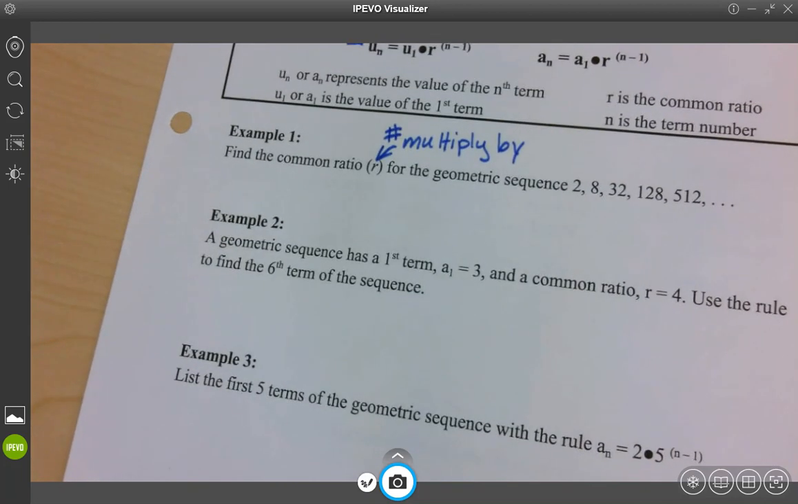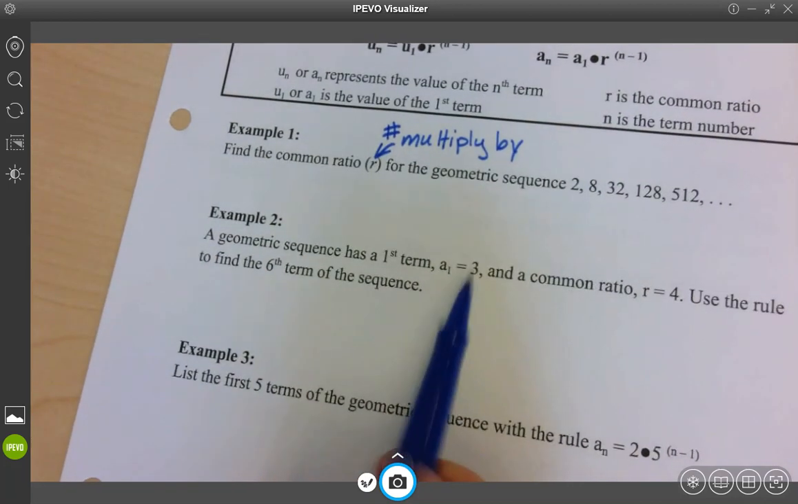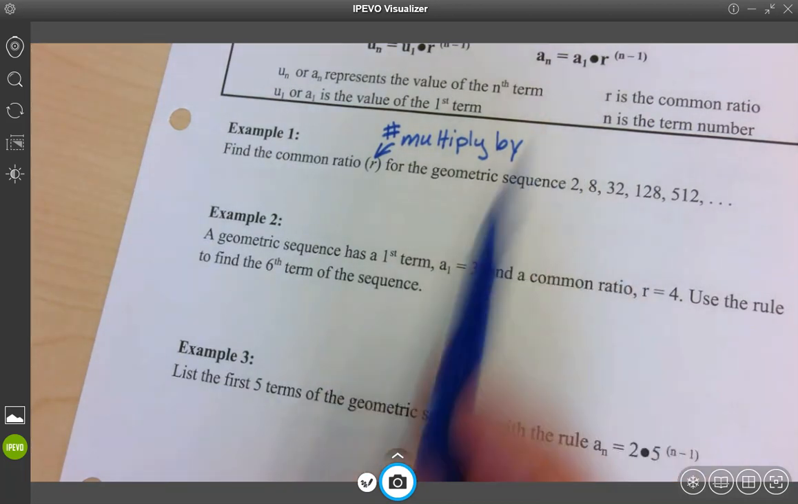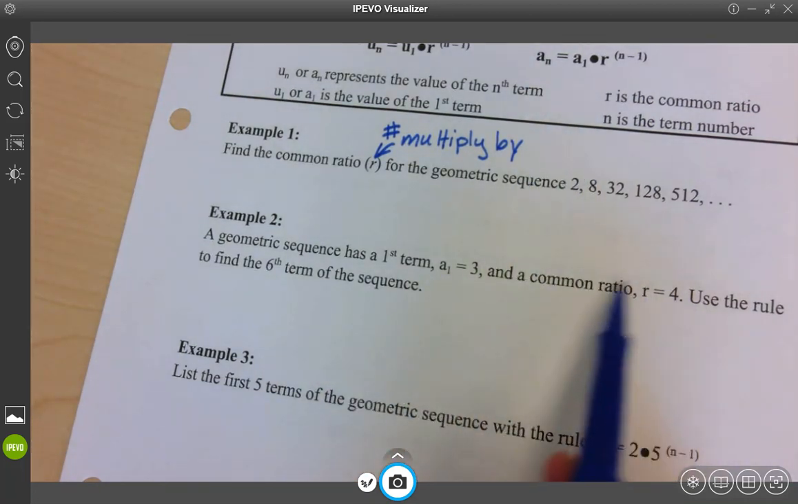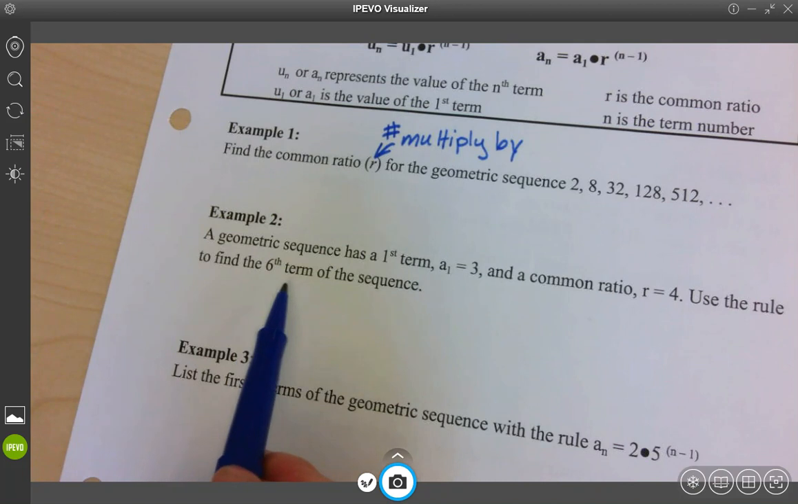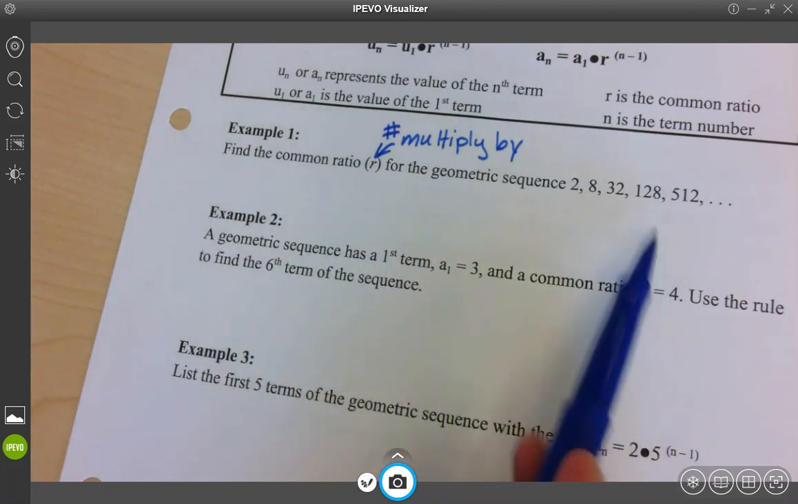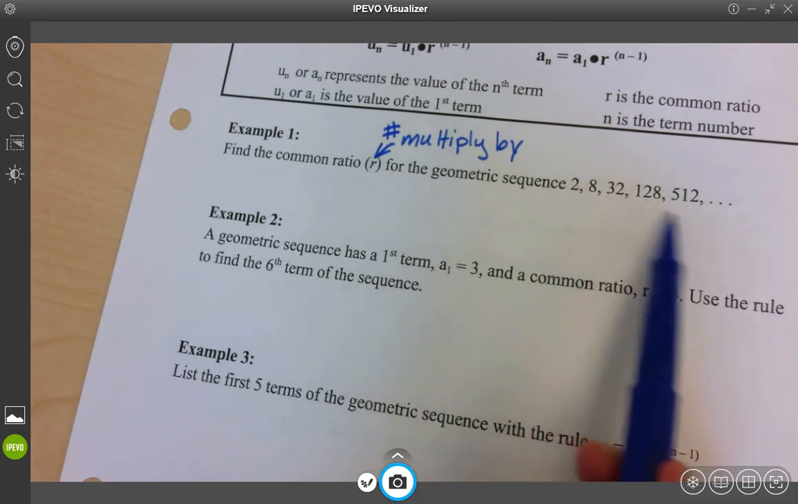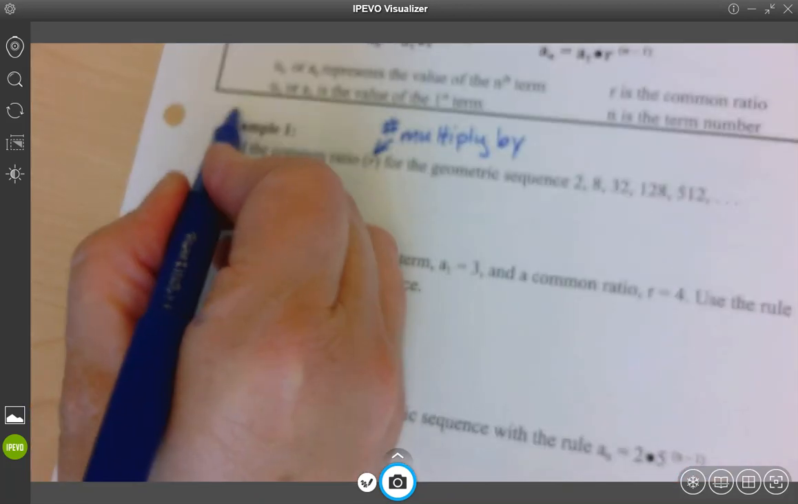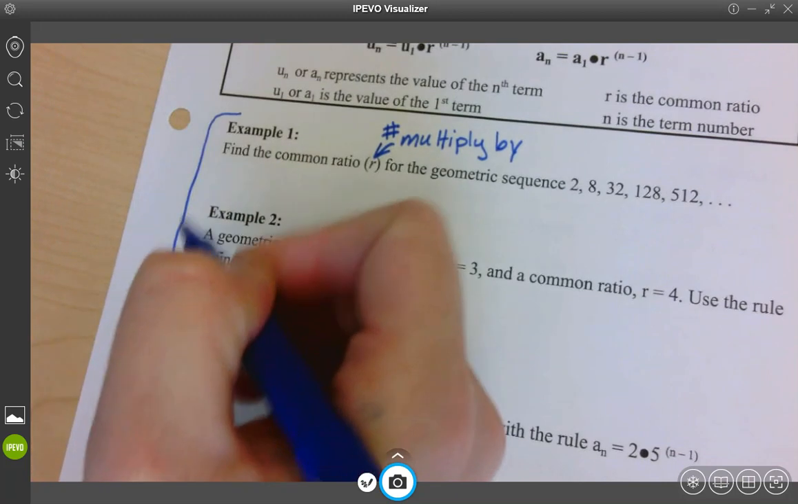And in example 2, we're going to try to write a rule using this a sub 1 and this common ratio, and then find the sixth term. I think you know how to do this. I think you know how to use a formula and substitute in values. I think you know how to determine what number is being multiplied by each time. So I'm going to give you a minute to try examples 1 and 2.